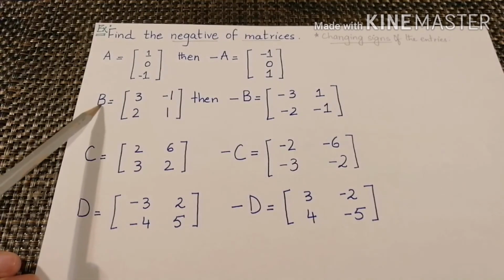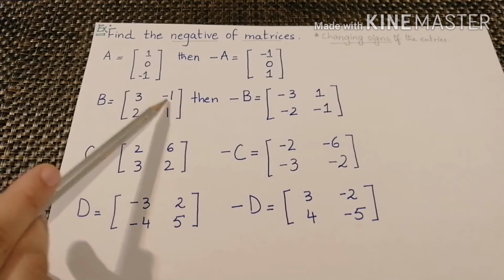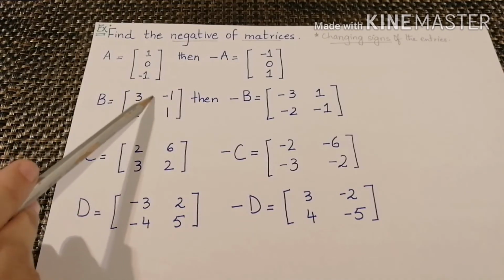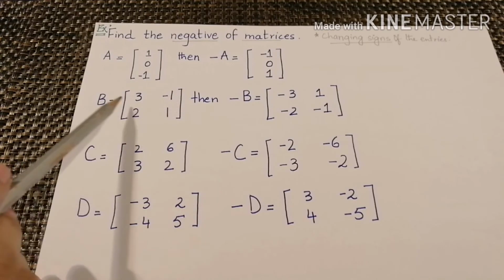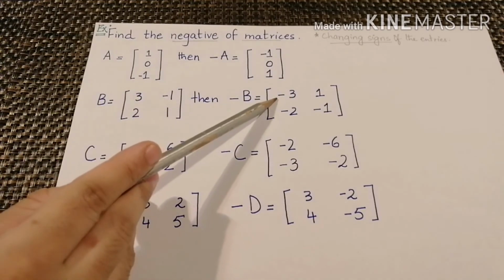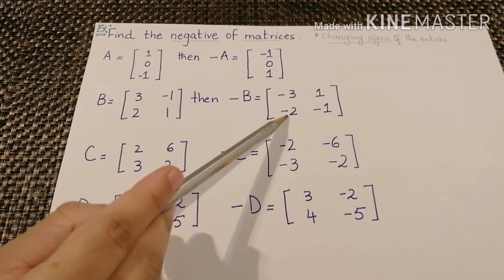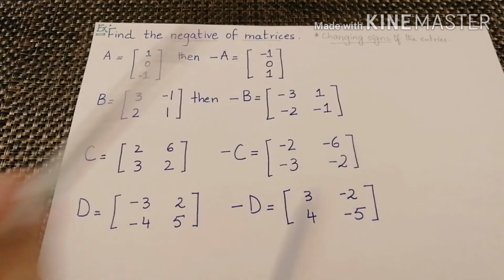Question number 2, B is equal to [3, -1; 2, 1]. Negative of B will be changing the signs of the entries. 3 plus, 3 minus. Minus 1, plus 1. 2, minus 2. 1, minus 1.